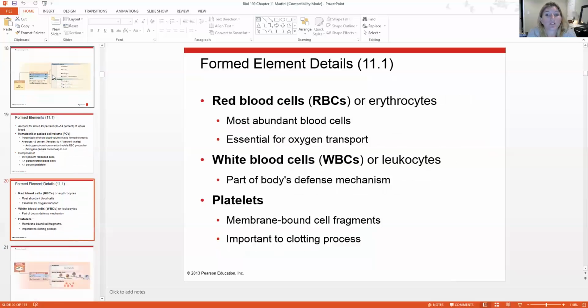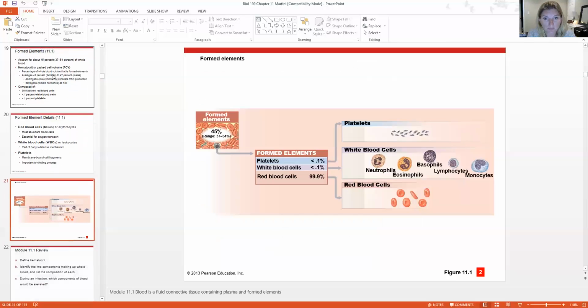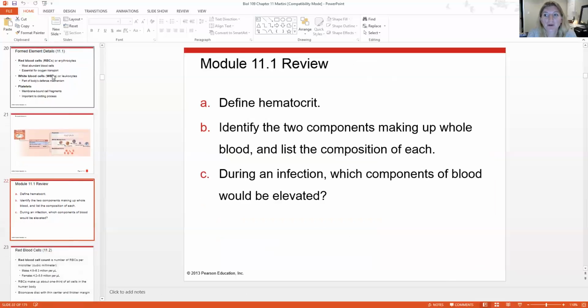Our red blood cells, or erythrocytes, are the most abundant blood cell. Their function is to carry oxygen. White blood cells are part of our defense mechanism. They're also called leukocytes. And platelets are just little cell fragments. They're important in the clotting process. There you see them, their percentages, roughly what they look like. We're going to get into all of that right now. You could pause the video here, go back and answer these 3 questions.